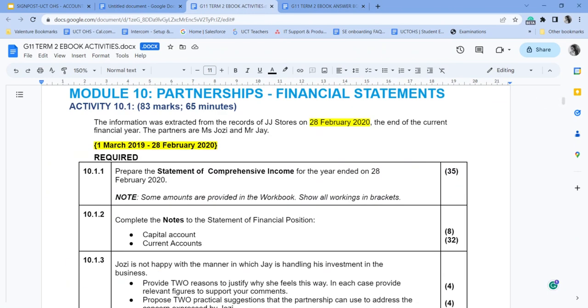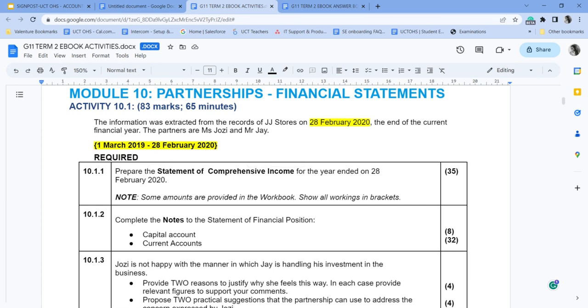Here they're saying the information was extracted from the records of JJ Stores on 28 February 2020, the end of the current financial year. The partners are Miss Josie and Mr. J. The required is that we need to prepare the statement of comprehensive income for the year ended on 28 February 2020.